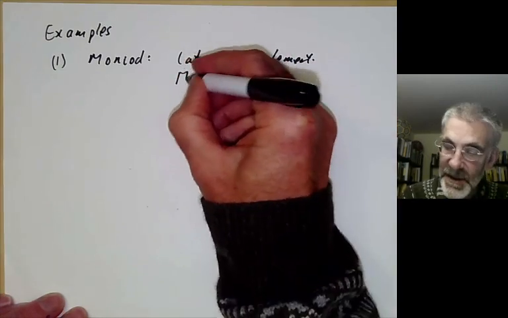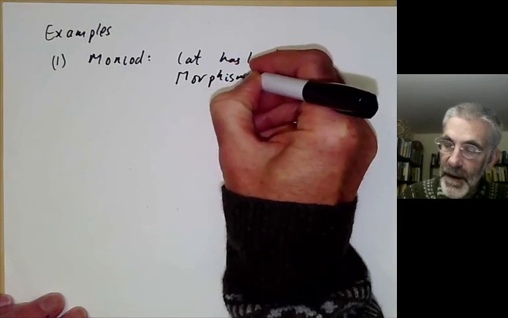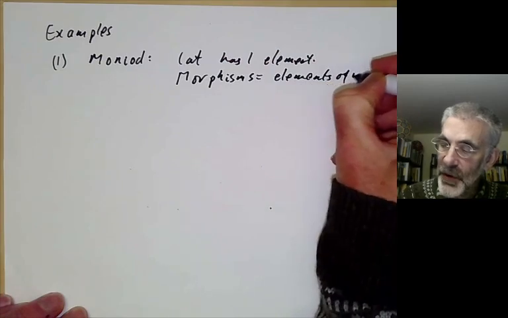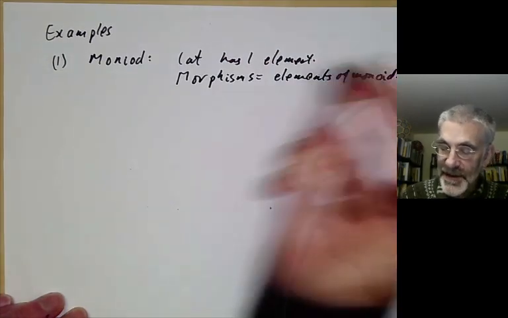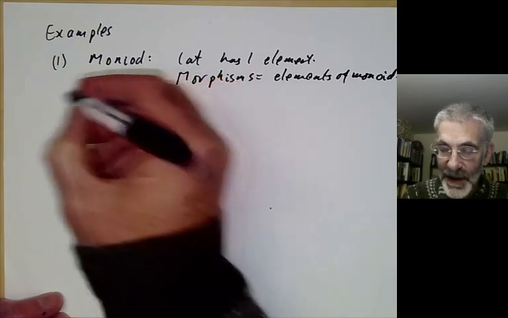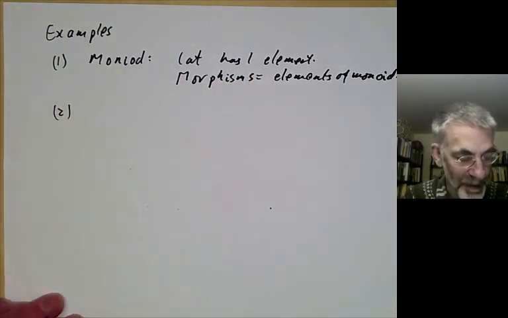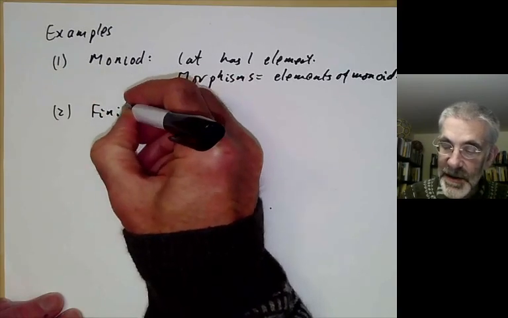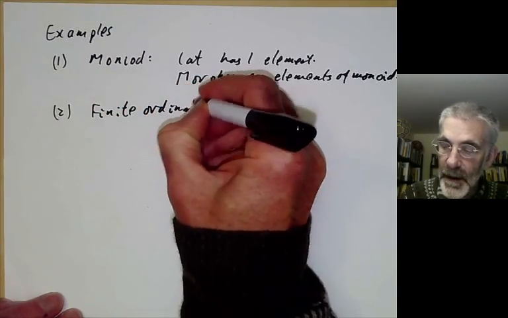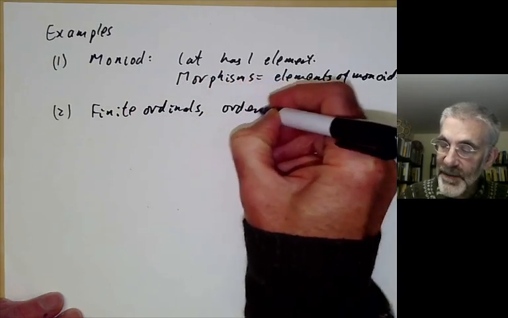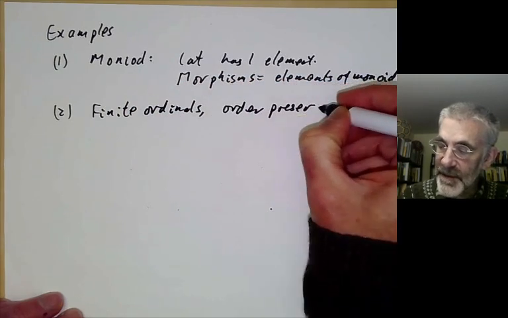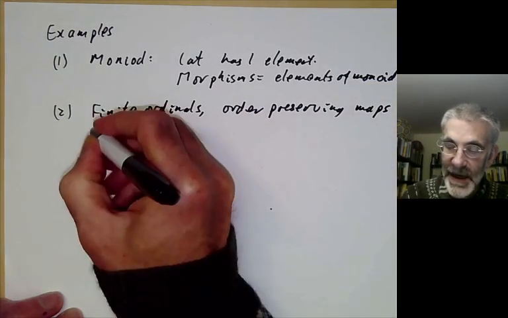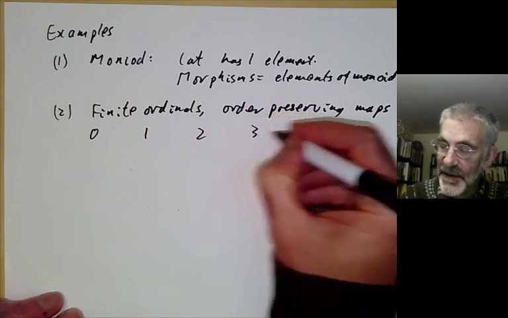And the morphisms are just elements of the monoid, and a monoid becomes a monoidal category in a not terribly interesting way. A more interesting example is the category of finite ordinals with order-preserving maps as the morphisms. So the category has elements 0, 1, 2, 3, 4 and so on.